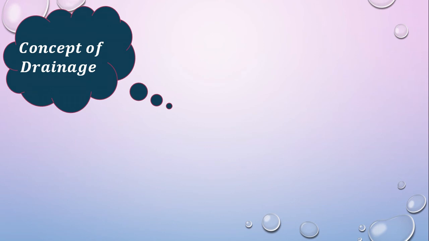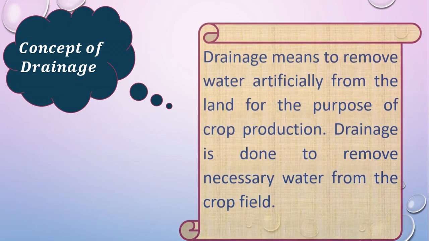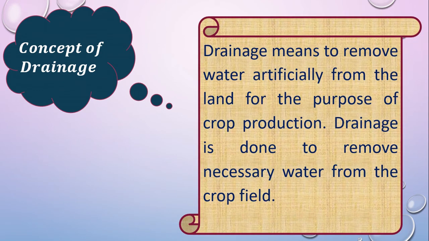Now the next point is the concept of drainage. What is drainage? We know that water is very essential for crop production. Even so, water can be very harmful for crop production as well, because some crops do not like water stagnant conditions, for instance banana, potato, groundnut, this type of crop. Sometimes due to heavy rainfall and flood, water stagnant condition happens in the land. That is why that time we have to remove the water from the land.